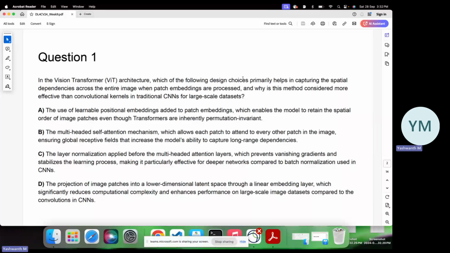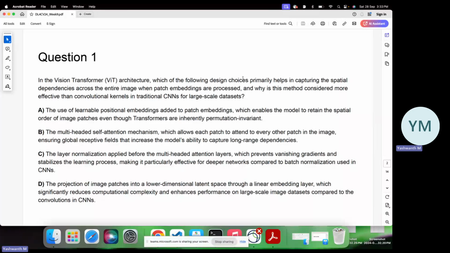So question one is: in the vision transformer architectures, which of the following design choices primarily helps in capturing the spatial dependencies across the entire image when patch embeddings are processed? And why is this method considered more effective than convolutional kernels in traditional CNNs for large-scale datasets? Option A, the use of learnable positional embeddings added to patch embeddings, which enables the model to retain the spatial order of image patches even though the transformers are inherently permutation invariant.